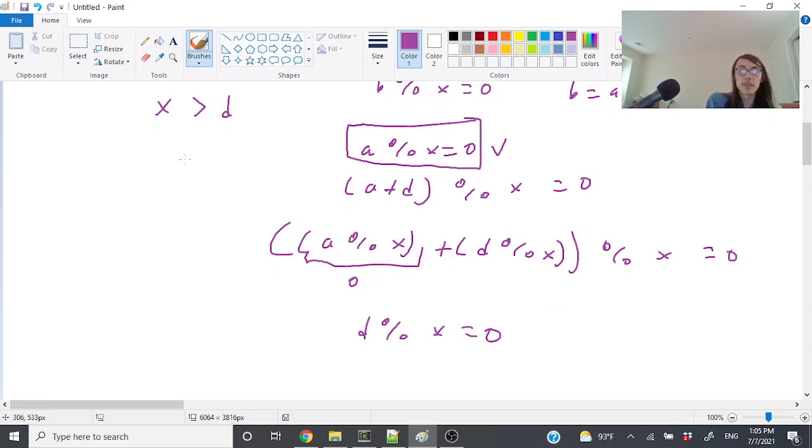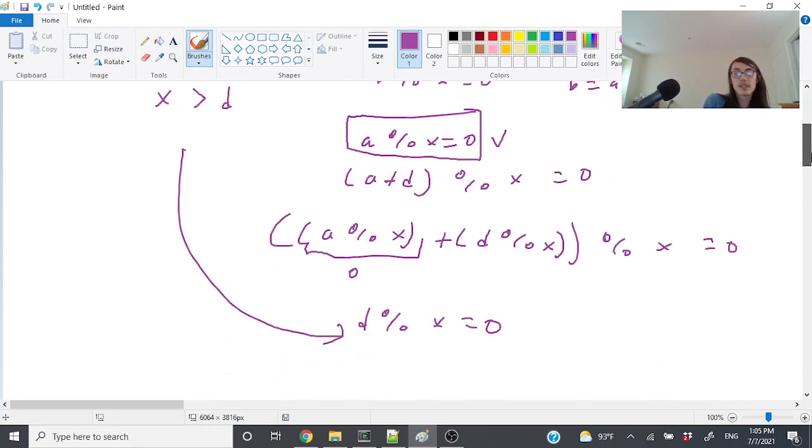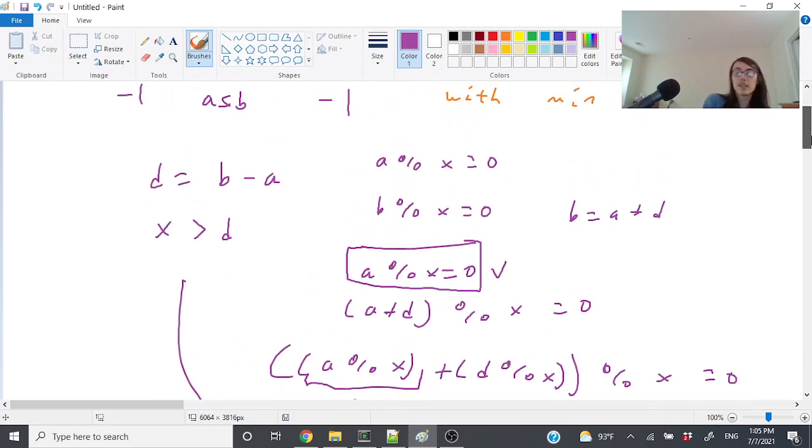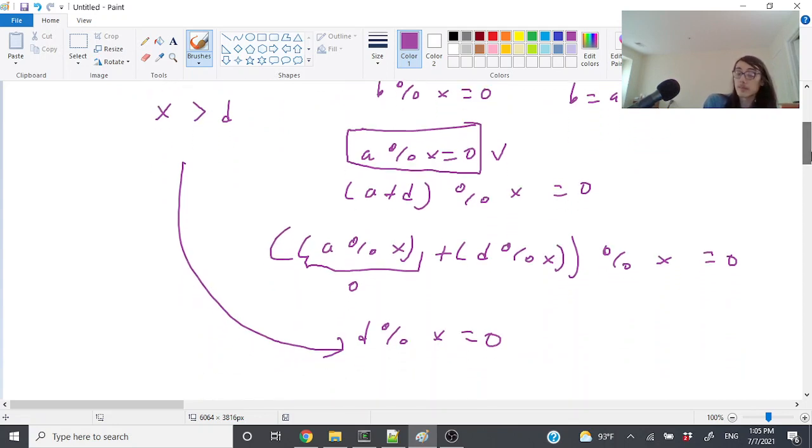But that's not possible, because we said x is greater than d. And it's not possible for, like, if you have d mod x and d is less than x, the mod isn't going to do anything. So if d is already 0, then fine. But otherwise, there's nothing you can do.